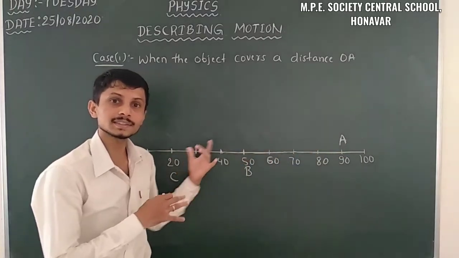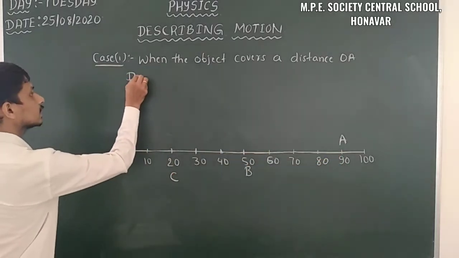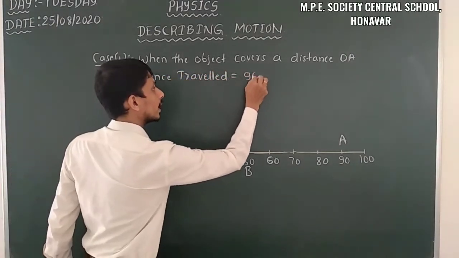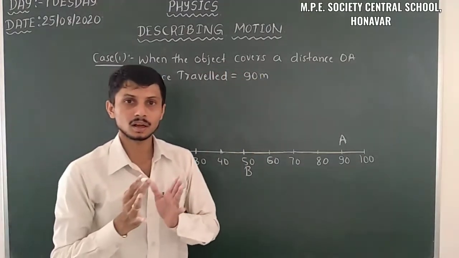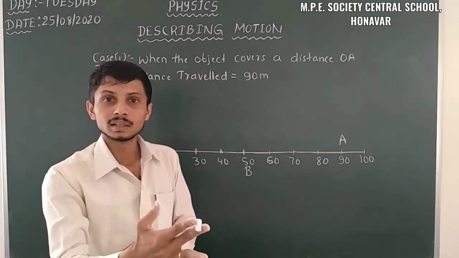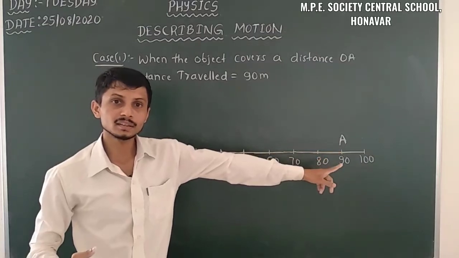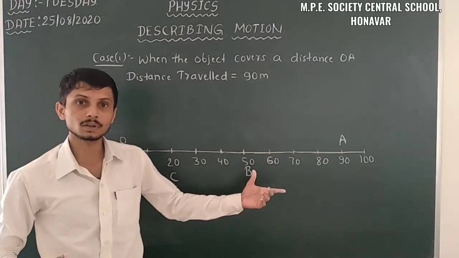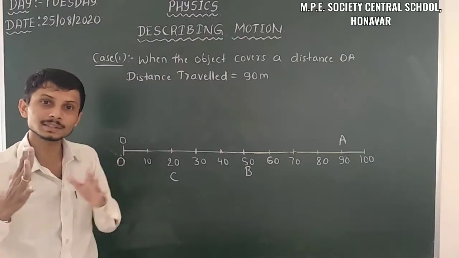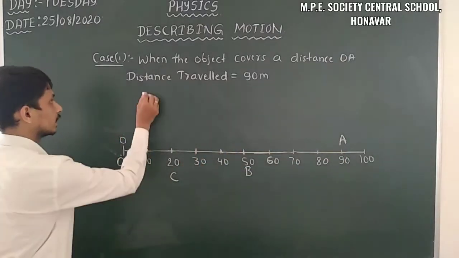So what is the total distance traveled here? 90 meter is the total distance traveled. Distance traveled is equal to 90 meter. Then what about displacement? Here the object moves in a straight line. When it's in a straight line, the distance traveled and the displacement are one and the same, because distance traveled is the total journey taken by an object. Also, displacement is the shortest distance between the initial and final position. So displacement is also 90 meters.